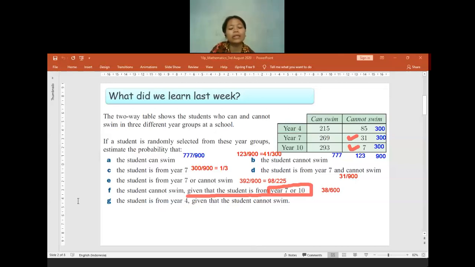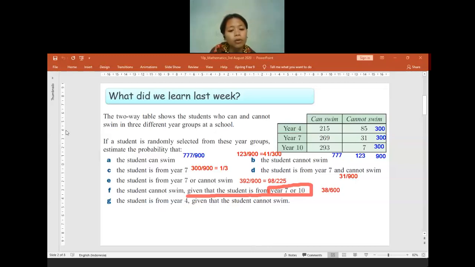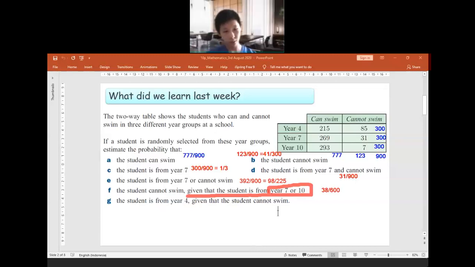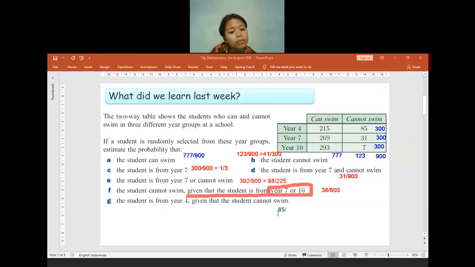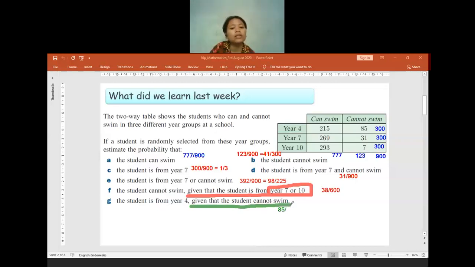The student is from year 4, given that the student cannot swim. So what is the probability? 85 out of how many? 120? Given that the student cannot swim, this will be the total number of students we focus on. The number that cannot swim in total is 123. So the answer will be 85 out of 123.